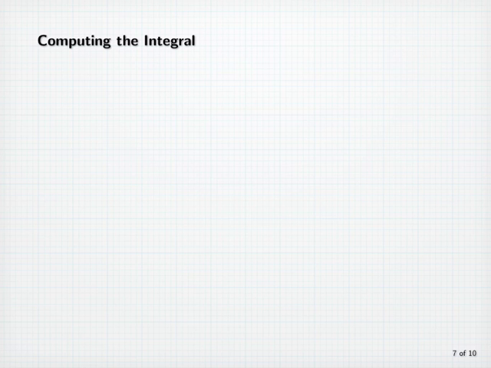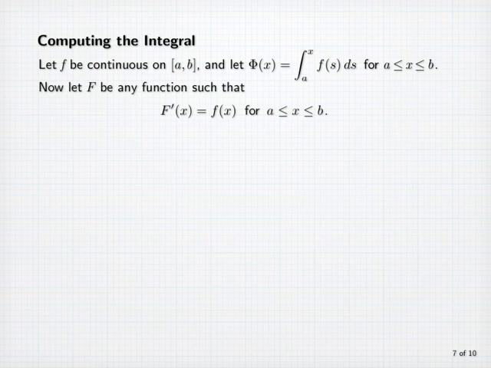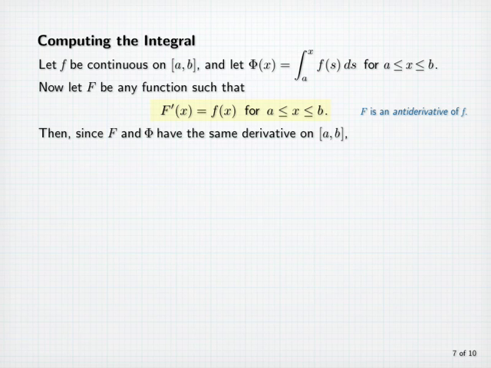Computing the integral. Let f be continuous on the closed interval [a, b], and let phi of x be the integral from a to x of f of s ds for x between a and b. Now let capital F be any function such that capital F prime of x is equal to little f of x for x between a and b. Since little f is the derivative of capital F, we say that capital F is an antiderivative of little f. Then, since capital F and phi have the same derivative on the interval [a, b], the derivative of their difference must be 0, and therefore their difference is a constant.